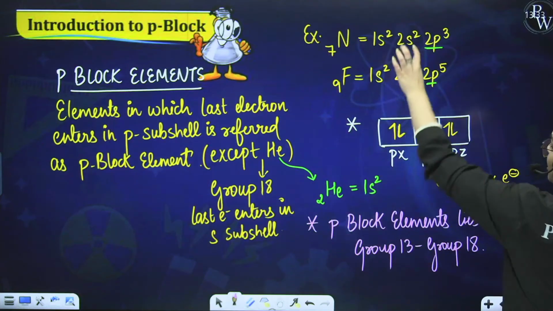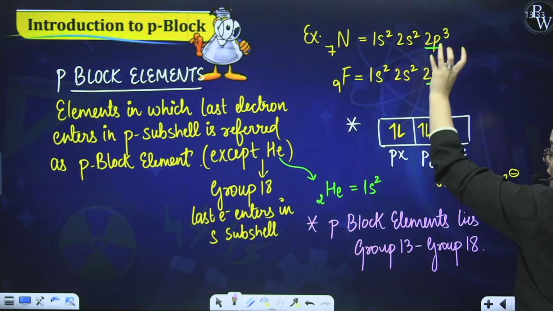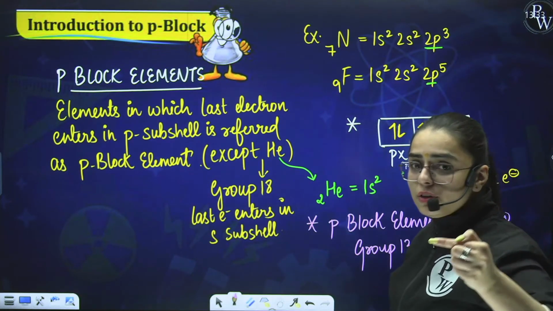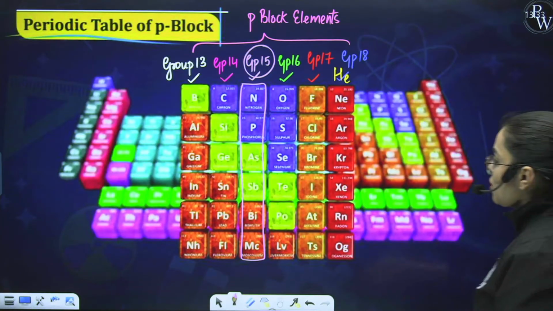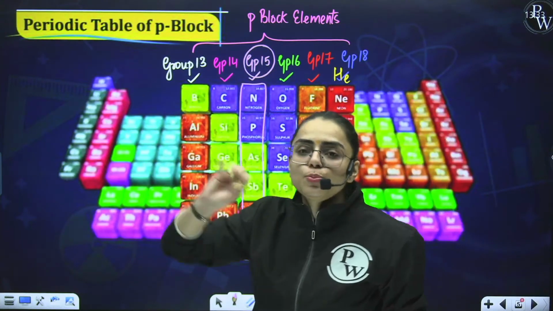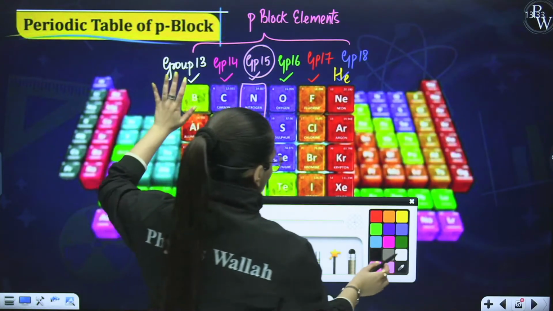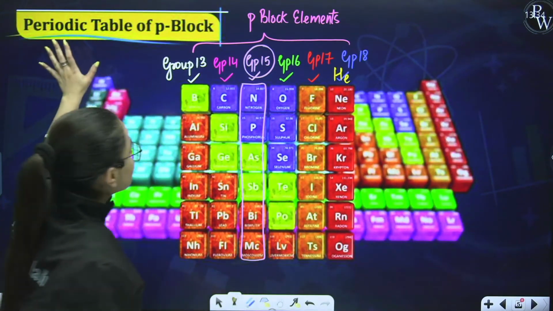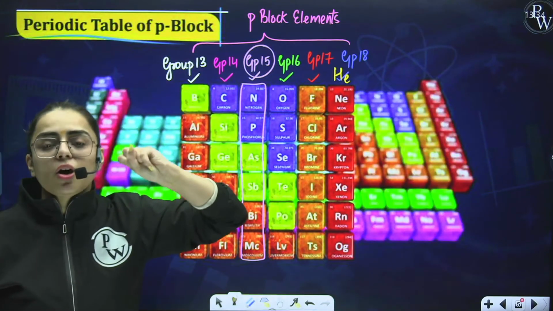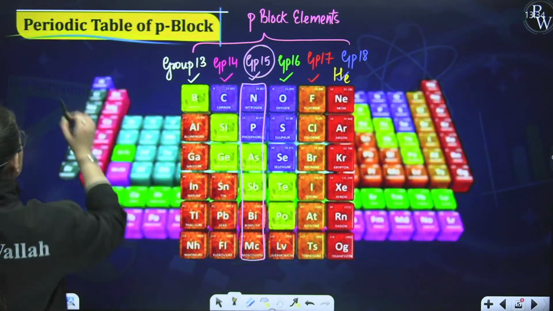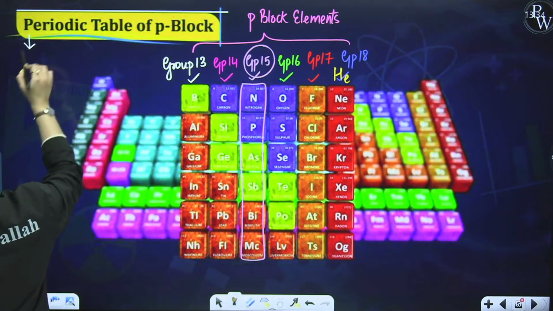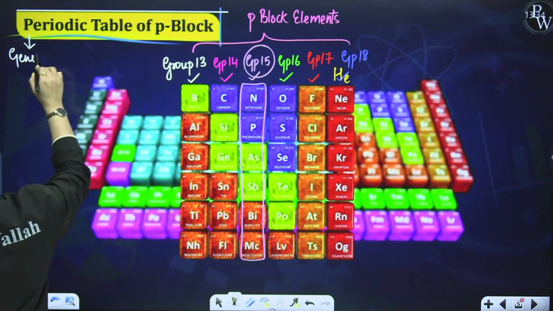Just as we did over here, we have written the electronic configuration with respect to nitrogen and fluorine. We shall be writing the electronic configuration as per the particular groups over here. Okay, so let us write it down first of all. If I talk about group number 13, first let me tell you what is the general electronic configuration of p block elements other than helium. So the general electronic configuration, let us write it over here.